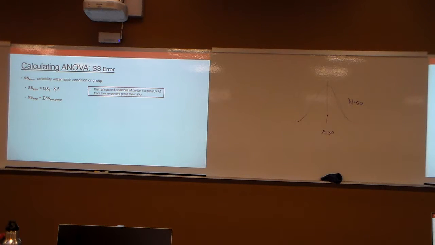So what I'm going to do is take everybody in condition 1, subtract their score from that condition mean, square that, add it up; take everybody in condition 2, subtract their score from the mean of condition 2, add that up; take everybody in condition 3, subtract their score from their sample mean, square that, add it up. This gives me my sum of squares error.